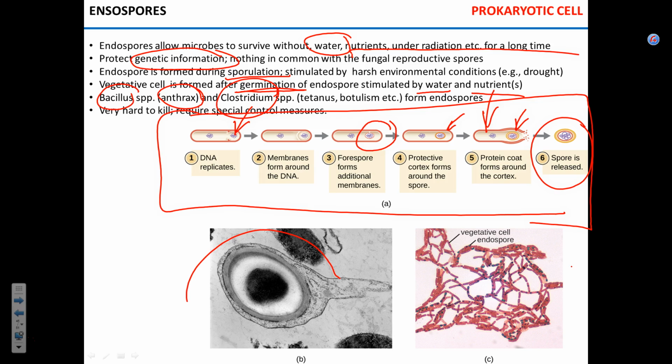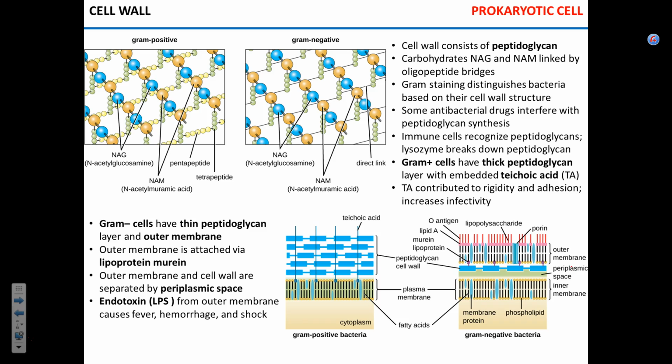So this is the electron micrograph of the endospore, which doesn't look like a normal bacterial cell. And these are some microbes, shape-wise it's bacilli. You can see the bluish endospores inside of the pink stained cells. Make sense? Endospores protect genetic information from harsh conditions.